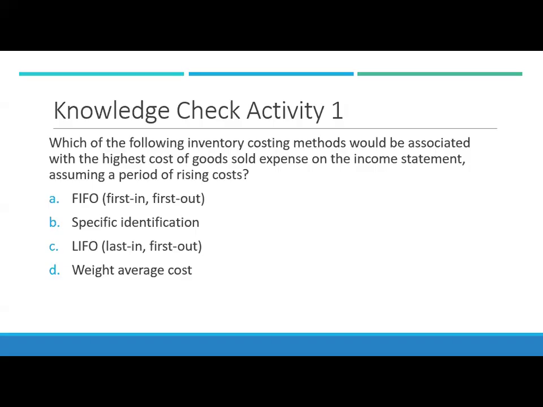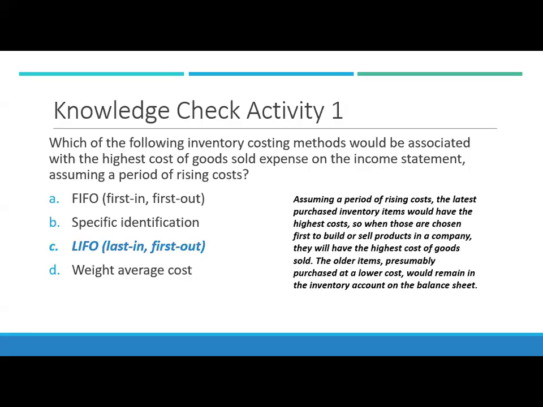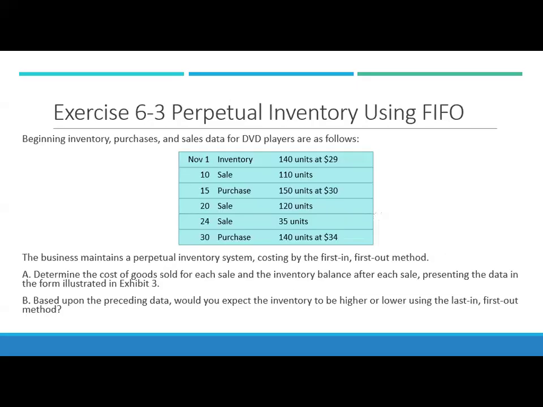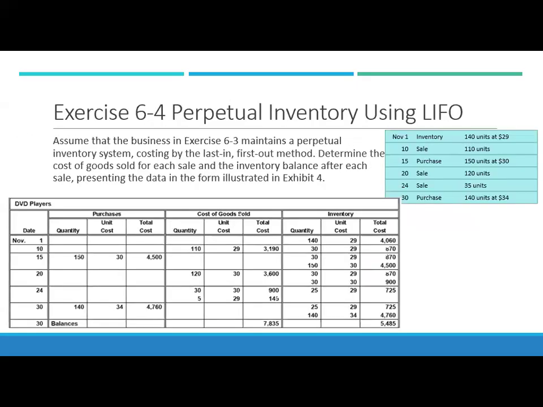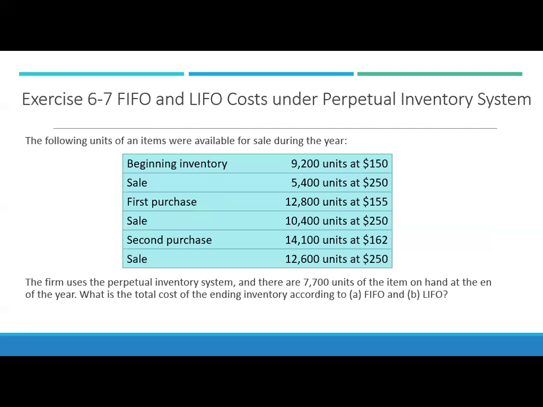So we have cost of goods sold is the expense of the item. Exactly. And that's because in an inflationary period, the most recently purchased items are the most expensive. And if those are applied to cost of goods sold, that's the highest cost of goods sold. And the opposite is true in a deflationary period. And we're going to skip a few of these examples because we have a lot to cover today.